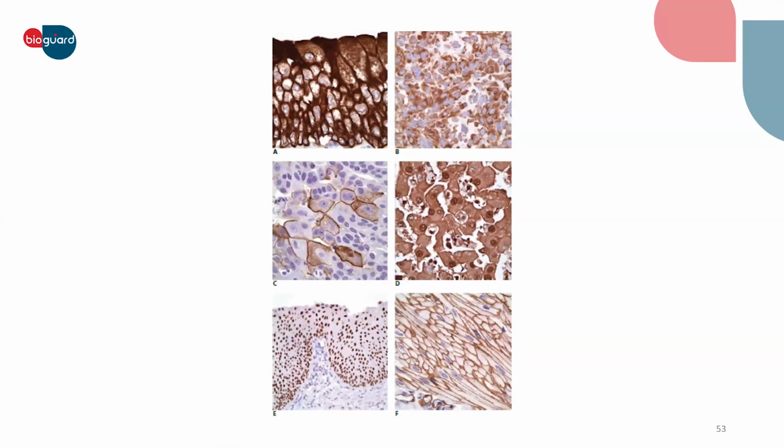This image demonstrates that different IHC markers exhibit distinct signal localization patterns depending on the nature and function of the target antigen. As shown here, staining may be observed in the cell membrane, cytoplasm, or nucleus, and recognizing these patterns is essential for accurate interpretation in diagnostic pathology.